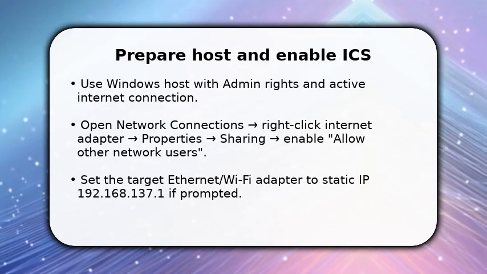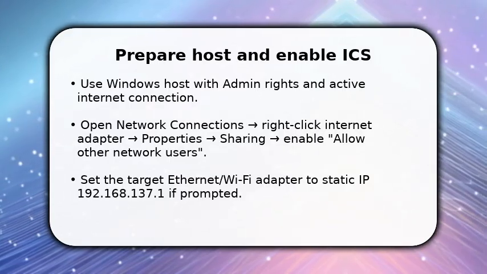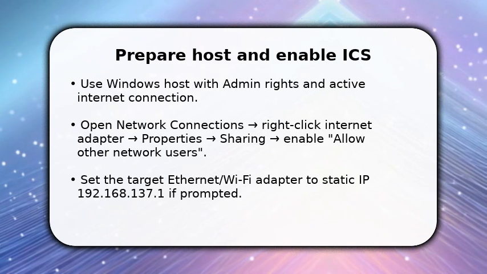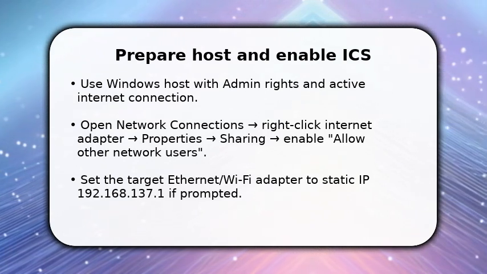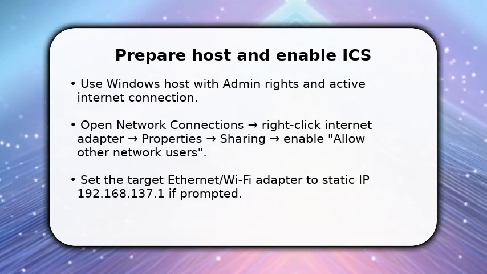gateway prevents routing conflicts. Make sure firewall rules allow remote desktop and that RDP is enabled. These steps let the remote client obtain internet through the host.